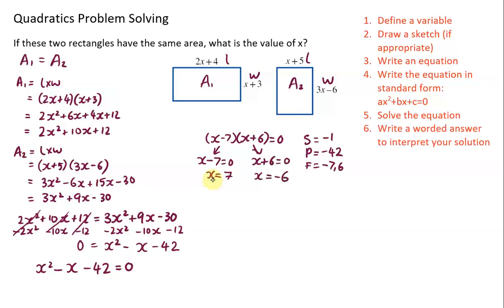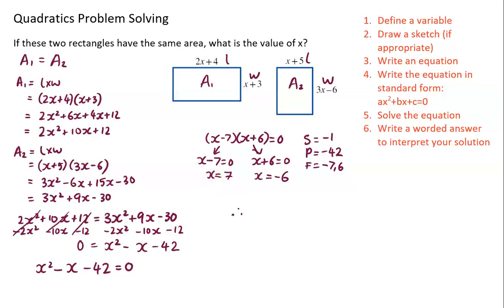So now it's time for us to interpret our solution. Either x equals 7 or x equals negative 6 are both valid solutions here. We just need to check that they don't give us any negative side lengths. So let's have a look at area number 1, the width. X plus 3 for the width. Well, if our x is minus 6, minus 6 plus 3 is negative 3. We can't have a negative width. And so that means we need to ignore or discard x equals negative 6 as a possible solution. And our solution for x will be 7.